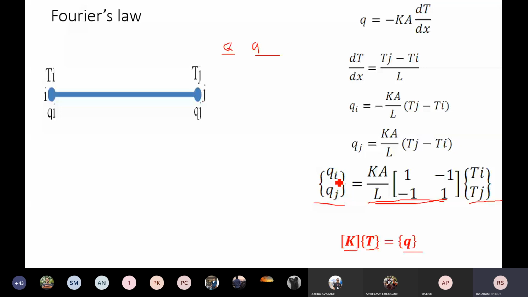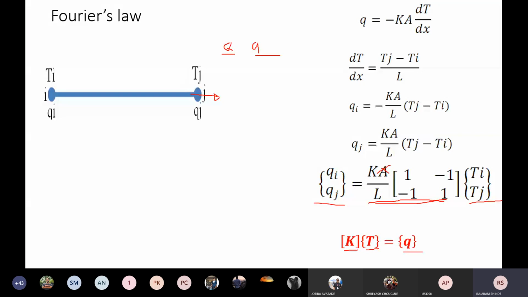Now this equation becomes Qi Qj equal to, when we divide by A, the area is removed, K by L, 1 minus 1 minus 1 1, Ti Tj. You have to remember this. This is for heat flux. Heat flux means heat flow per unit area, through this node and through this area. That means this equation we can use for heat flow as well as heat flux. You have to remember this. Have you got it?